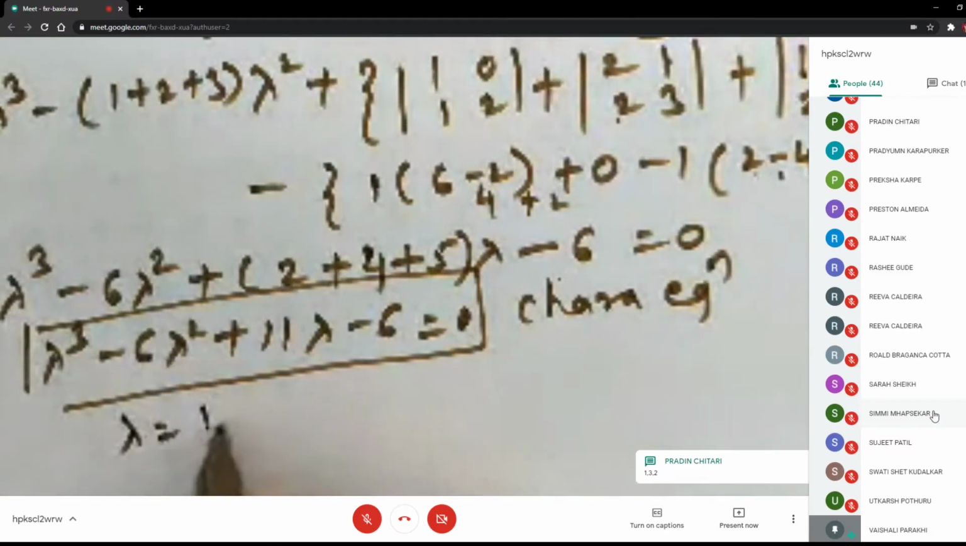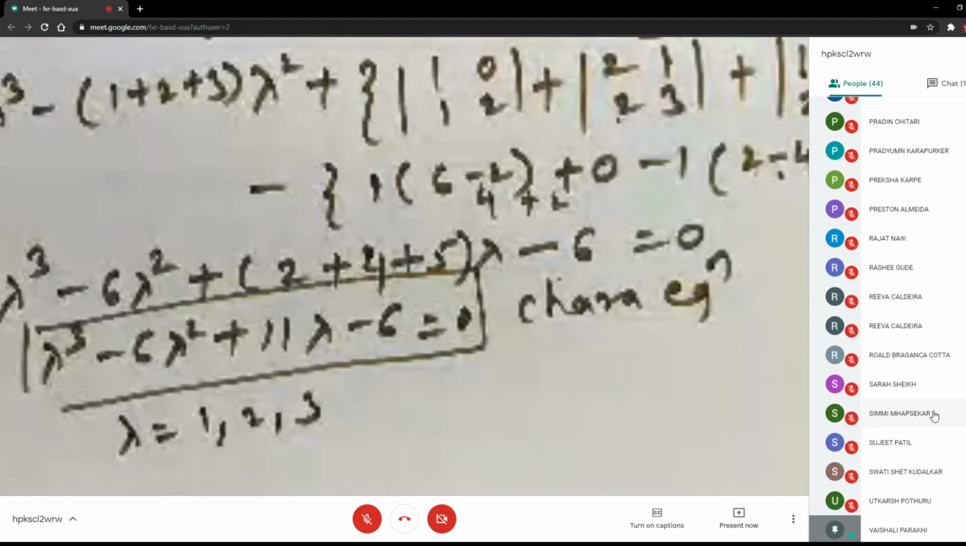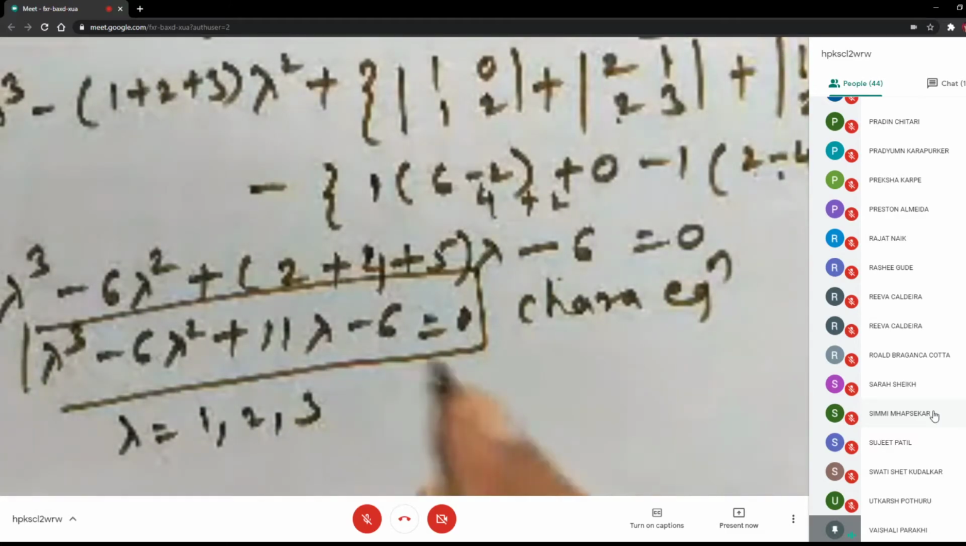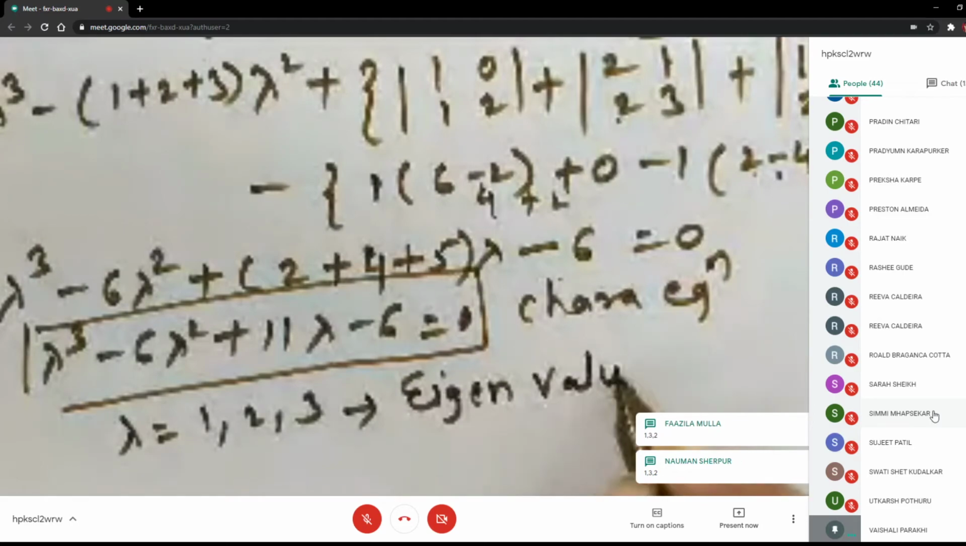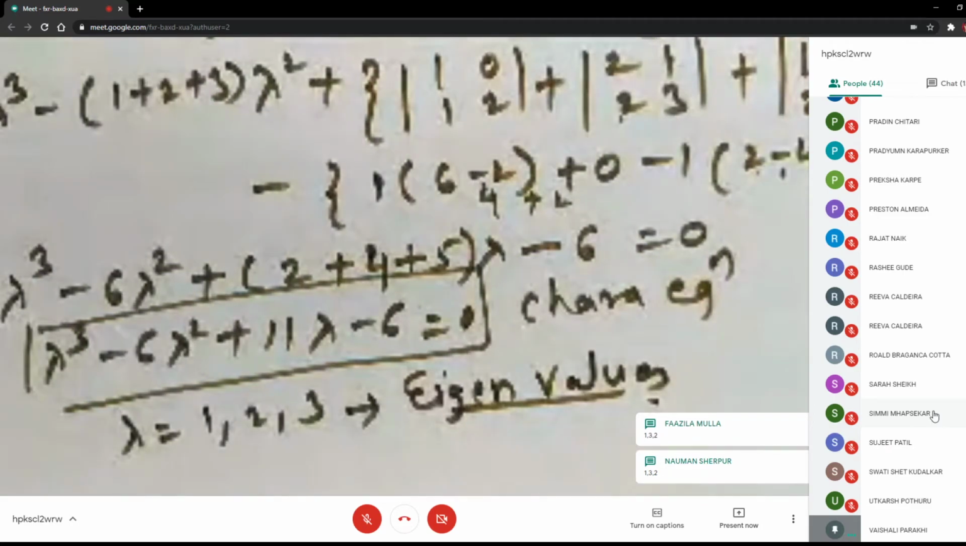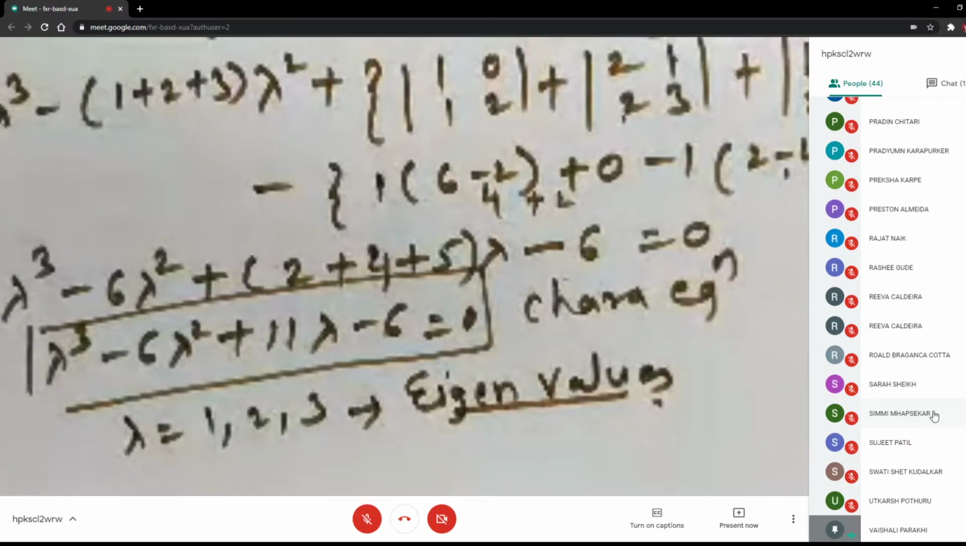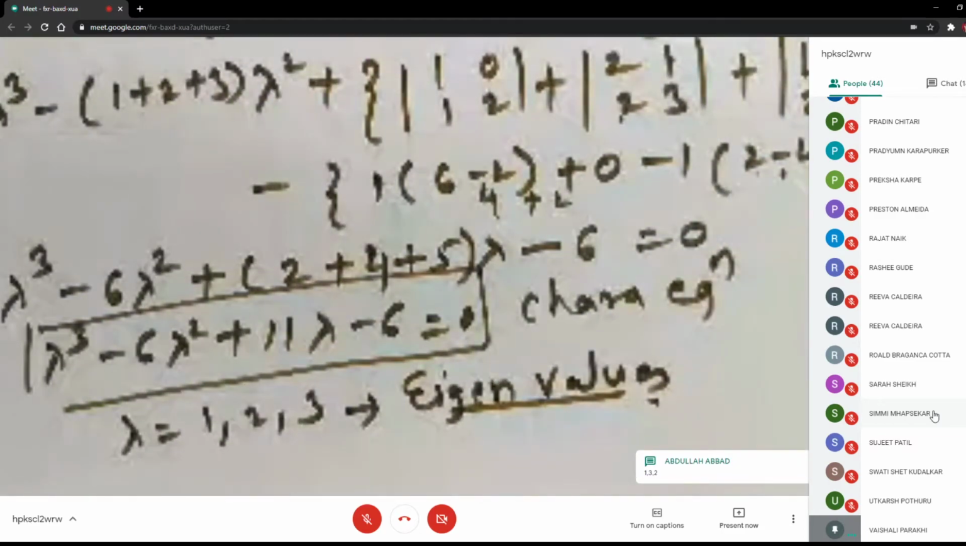The roots are 1, 2, and 3. Order is not important. Either it is 1, 3, 2 or 1, 2, 3 or 3, 2, 1. These are the roots, and these roots are called eigenvalues. Correct? Now, what is the method I told you, students, to check the eigenvalues, whether they are correct or not?